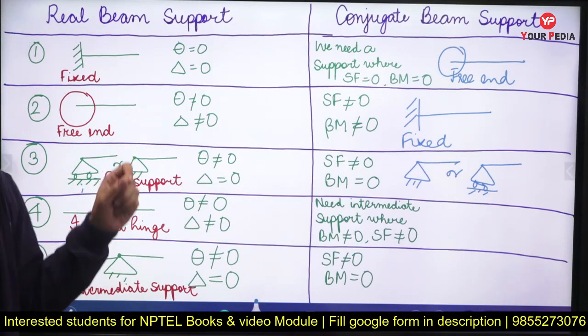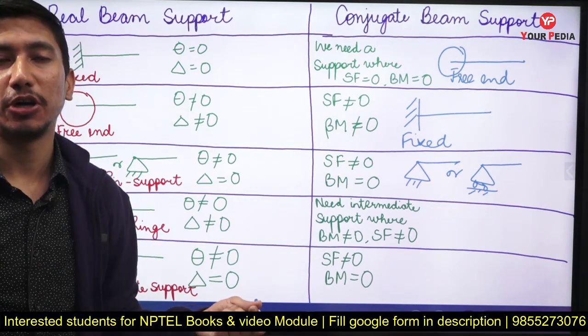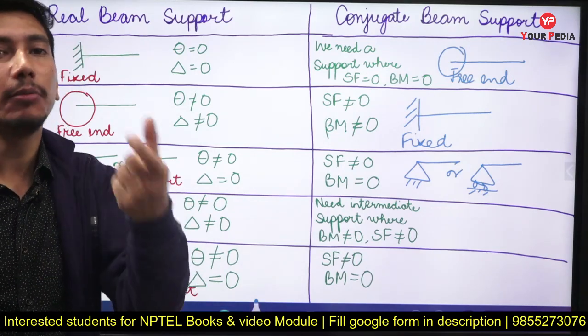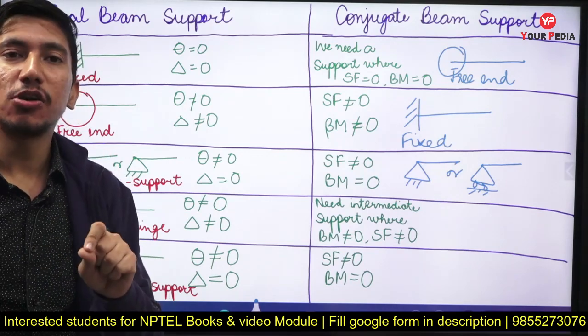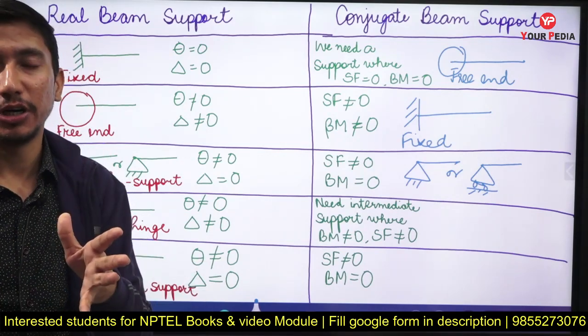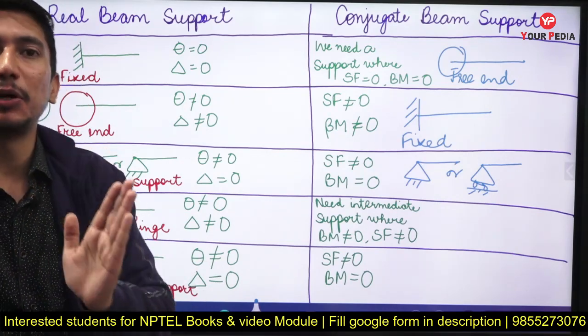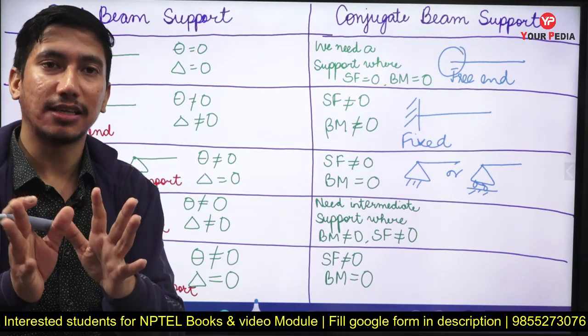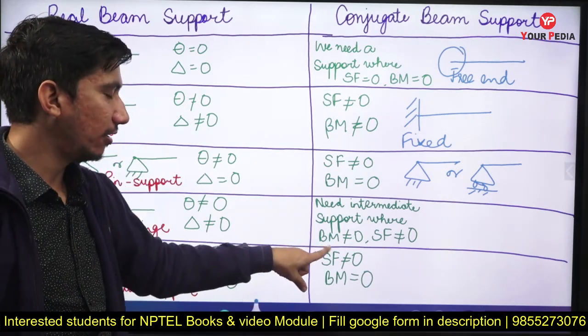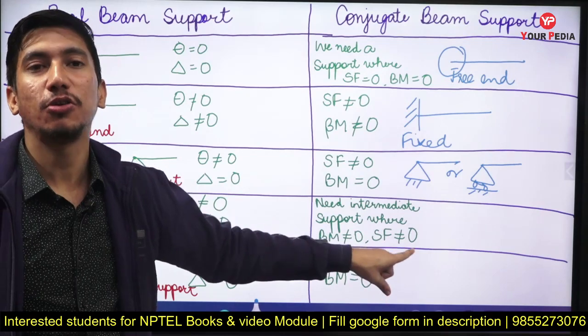At internal hinge, theta is also not equal to 0, deflection is also not equal to 0. So we need an intermediate support where bending moment is also not equal to 0 and shear force is also not equal to 0. We can't use a fixed support in between, na. So यहाँ पे fixed support नहीं आ सकता. Fixed support पे भी bending moment is not equal to 0 and shear force is also not equal to 0.